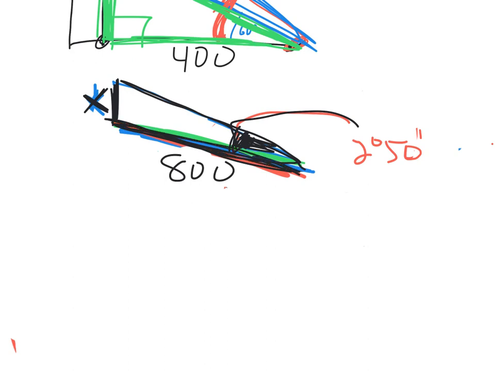What else do I know about that triangle? I can't use SOHCAHTOA. I only have one angle. Can I use the law of sines? Do I have a matching set? And the answer is no. I only have this side is 800 and this angle is 2 degrees 50 minutes. Can I get anything else in this triangle? And the answer is yes.